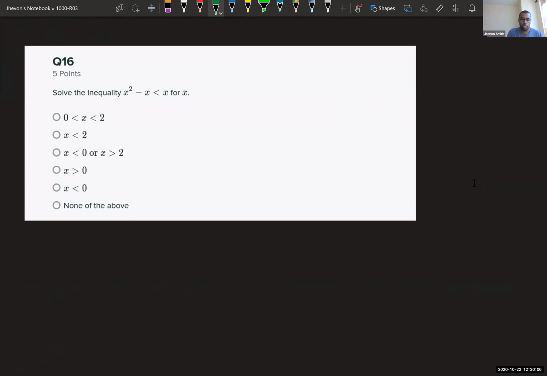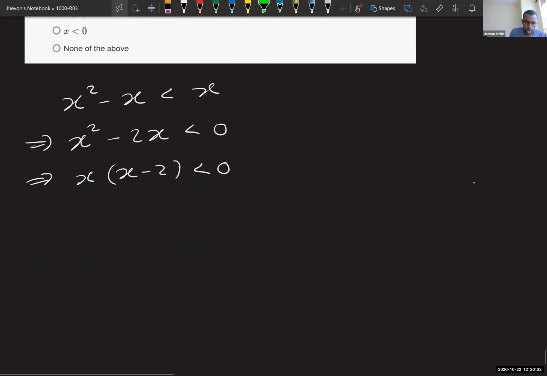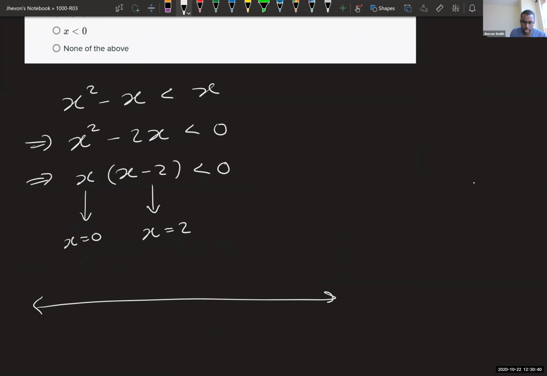Okay. This one, it's just a linear inequality. No, not linear, but there are no fractions, so you bring everything to one side. So here we'd have x squared minus x less than x. I would subtract the x. Factor out the common x. And again, setting equal to 0, this gives me x equals 0. This gives me x equals 2. And now I just test this in the number line, 0 and 2.